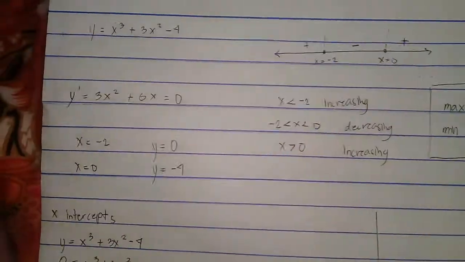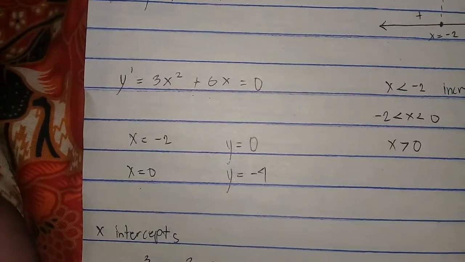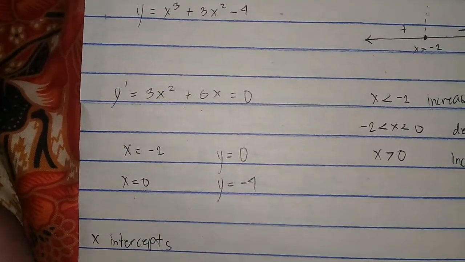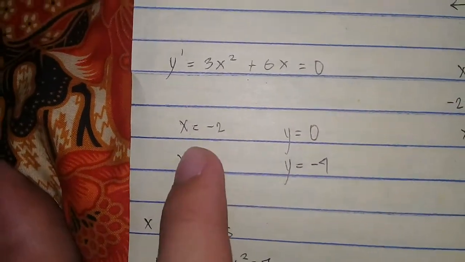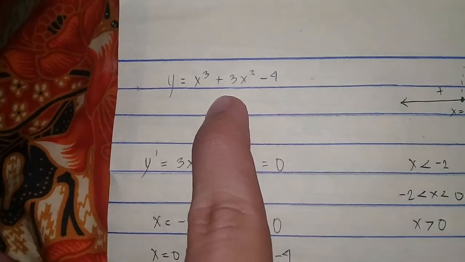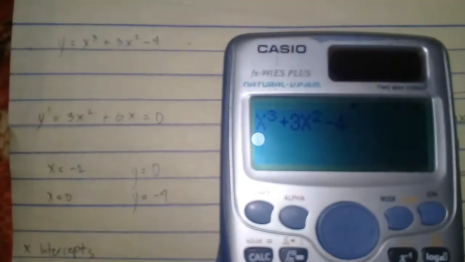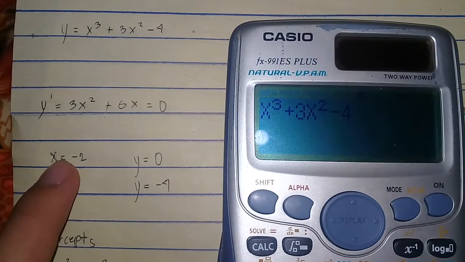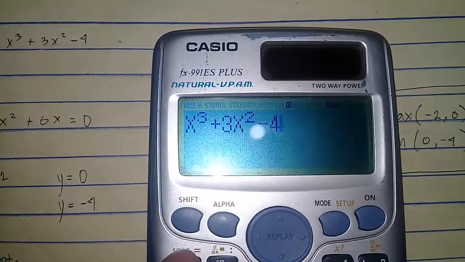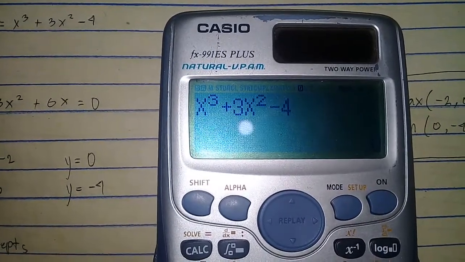After getting the x's, we're going to need to find the corresponding y. In order to find the corresponding y, we're going to substitute the x's into the original equation. We're going to substitute the first x, which is negative 2, into the first equation. So our y is now 0.